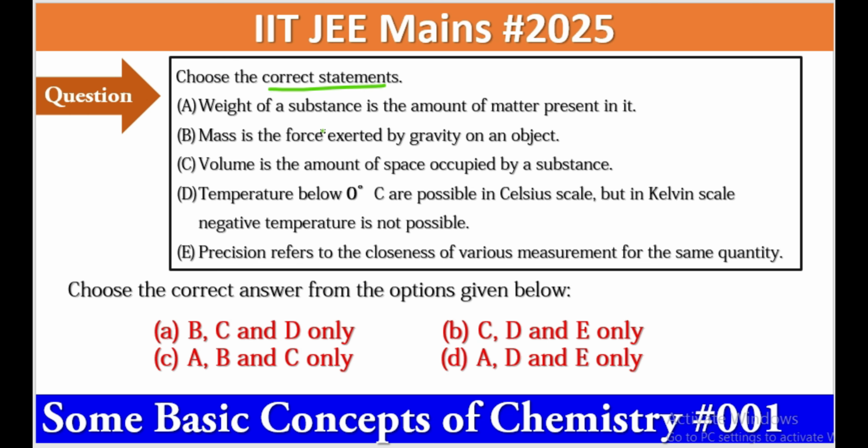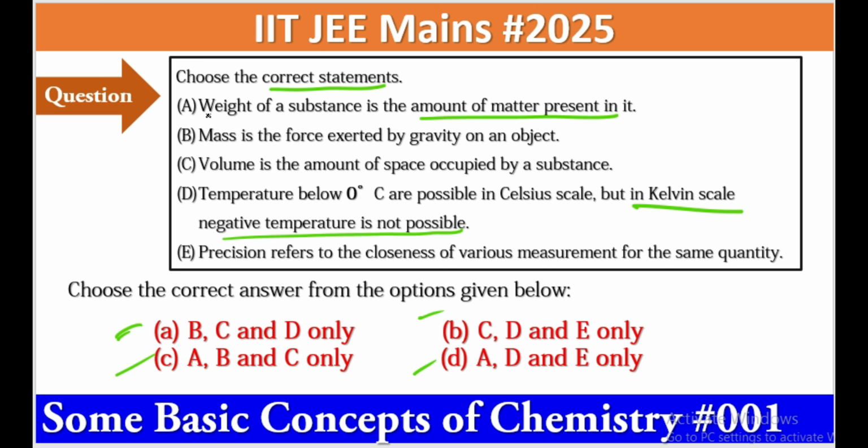Choose the correct statement. Weight of a substance is the amount of matter present in it. Mass is the force exerted by gravity on an object. Volume is the amount of space occupied by a substance. Temperature below 0 degrees centigrade are possible in Celsius scale, but in Kelvin scale, negative temperature is not possible. Precision refers to the closeness of various measurements for the same quantity.